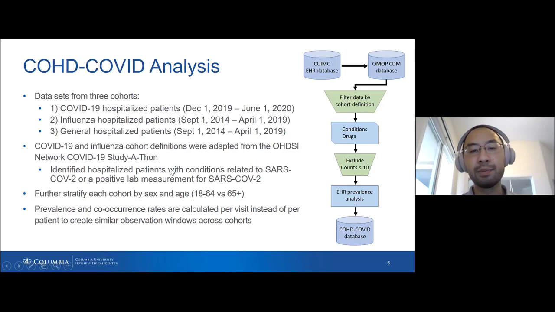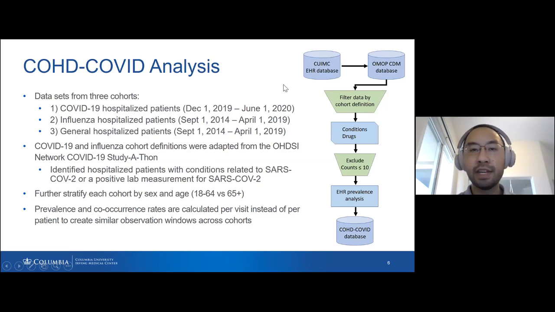Another distinction between the previous COD data set and the current one is that we are looking at these prevalence and co-occurrence rates on a per visit basis, as opposed to per patient basis. The choice for doing this was so that we can have similar time windows of comparison between the 3 data sets, between the COVID patients versus the influenza or general hospitalized patients.